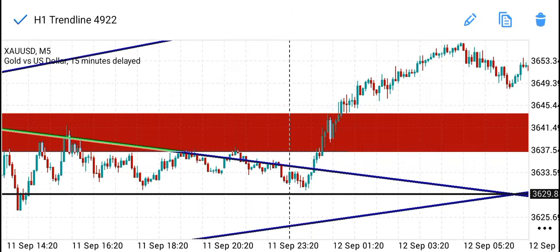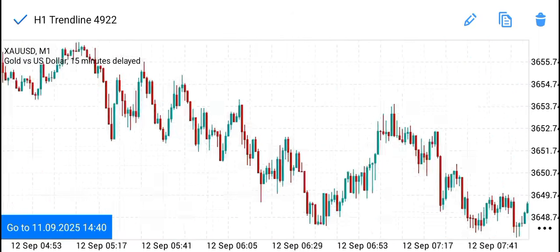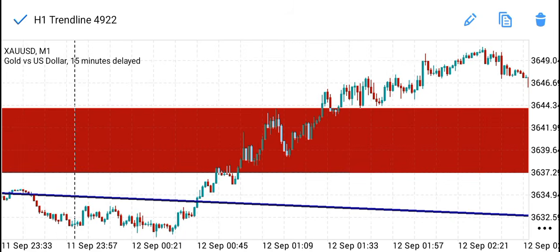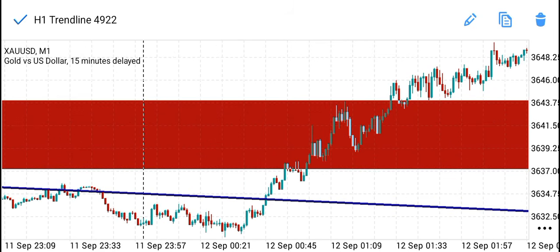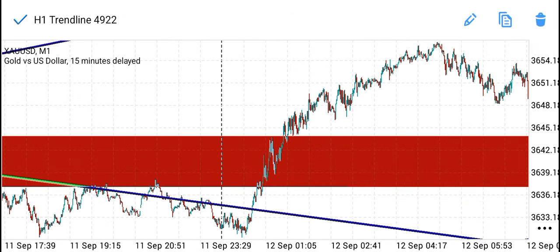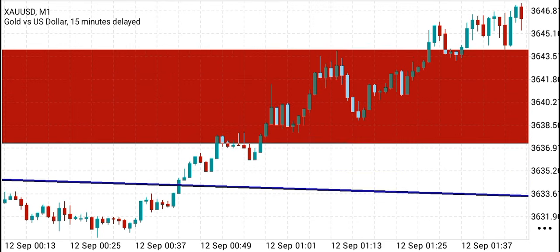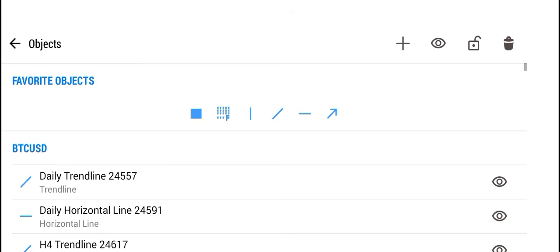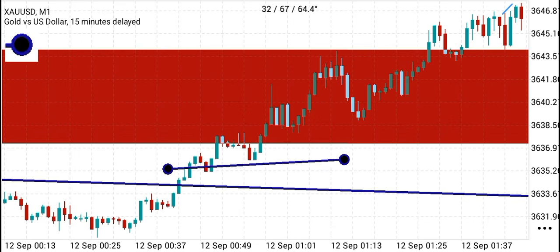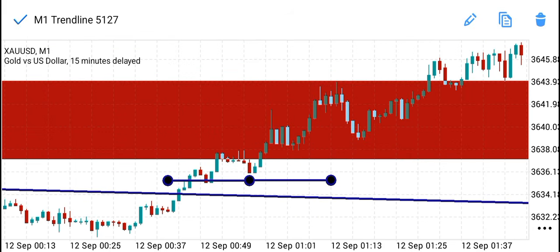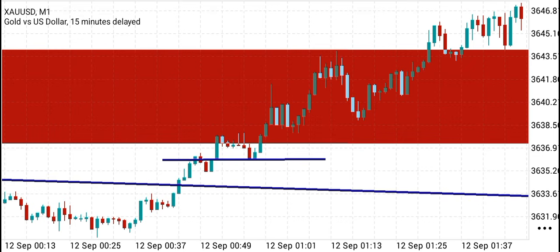So I will move to a smaller time frame, like the 1 minute time frame. Yes, I can now see a breakout, but I still can't spot a breakout and retest. But if I am using my laptop to do this, I can easily spot a breakout and retest from here.